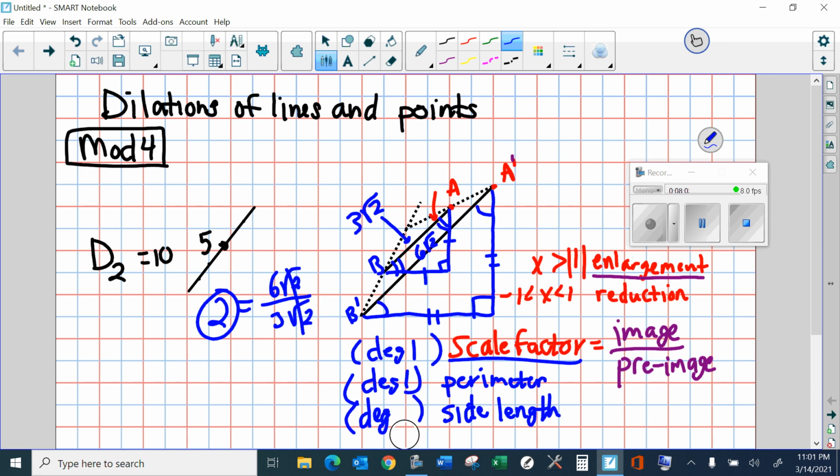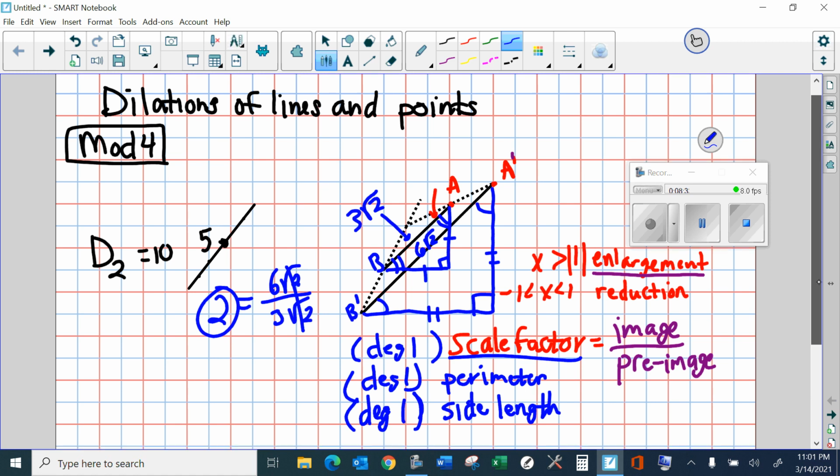If they were to give you area, which we'll be dealing with later on, that's degree 2. You'd have to take the square root of both those areas, get down to degree 1, and then divide the square root of the image area by the square root of the pre-image area. Okay, and then that would give you a scale factor. That'll be something we'll do later, so just so you know that.